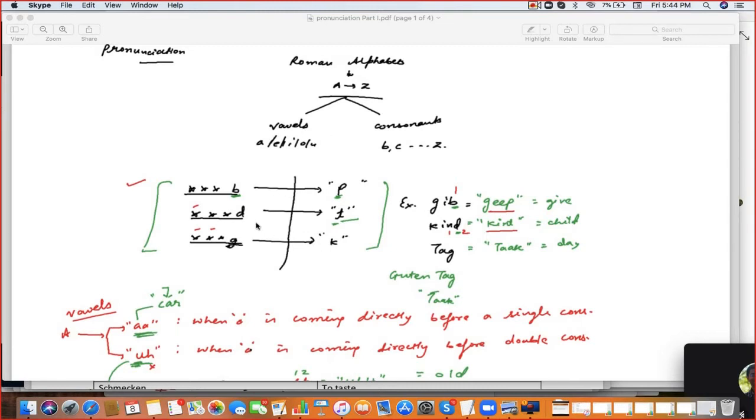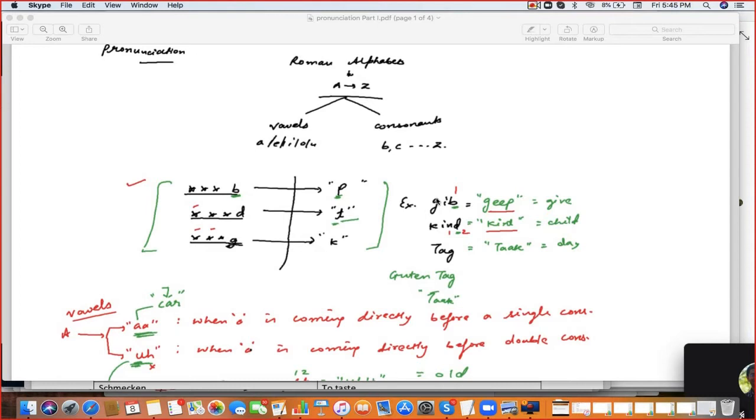First of all, I am drawing one table: B, D, G, P, T, K. You have to understand this table. Whenever any word is ending with B, D, and G, respectively, the sound will be pa, ta, and ka. Whenever B, D, or G is coming at the end, the sound of that B, D, and G will be pa, ta, and ka. See the example. It will end the pronunciation with pa, ta, and ka.